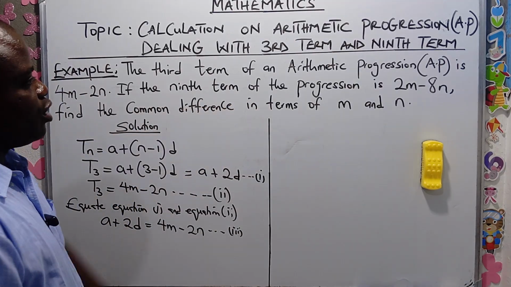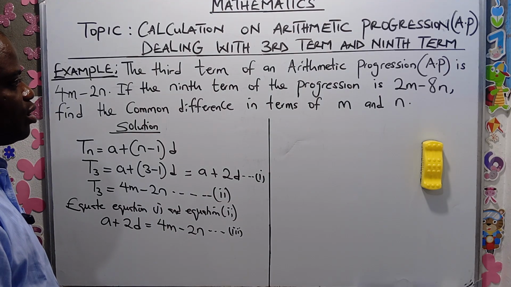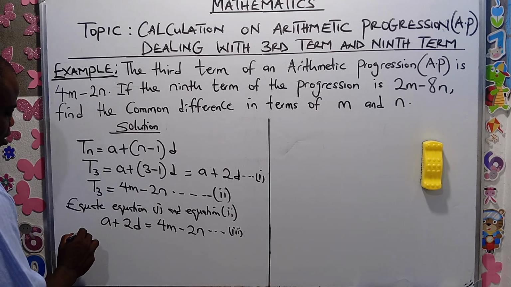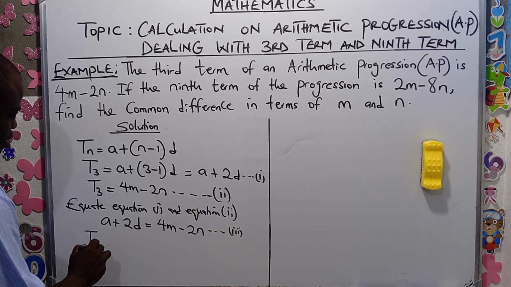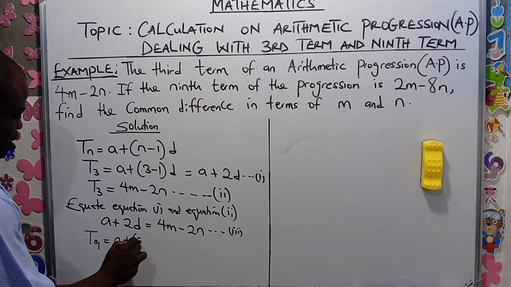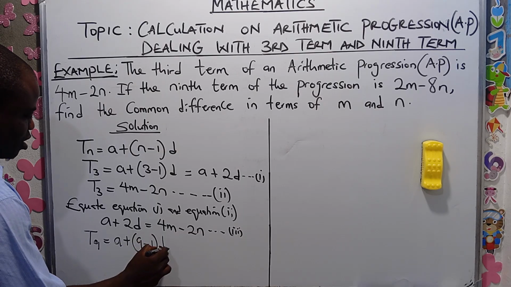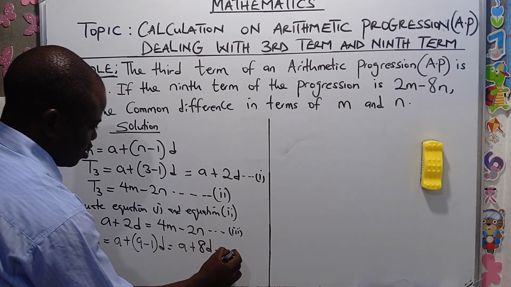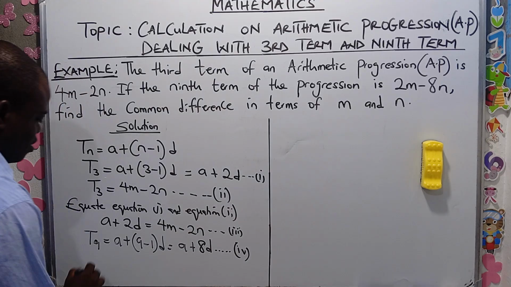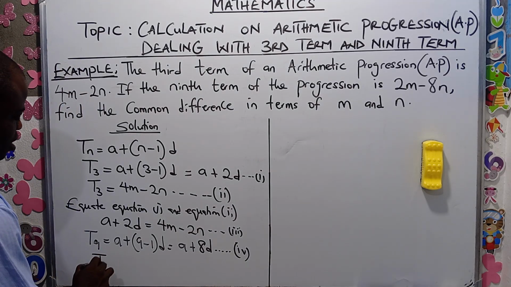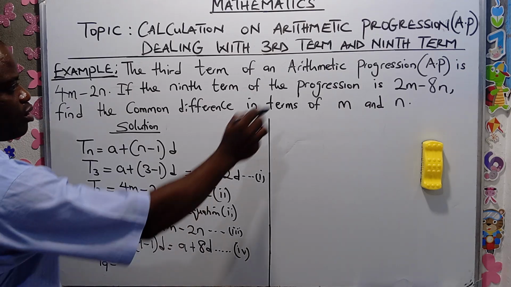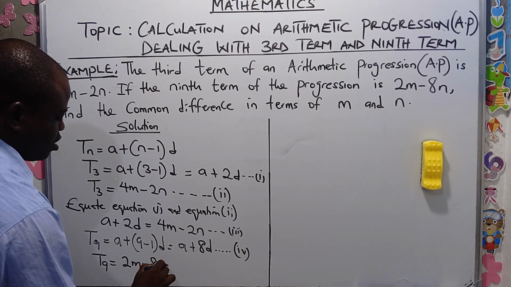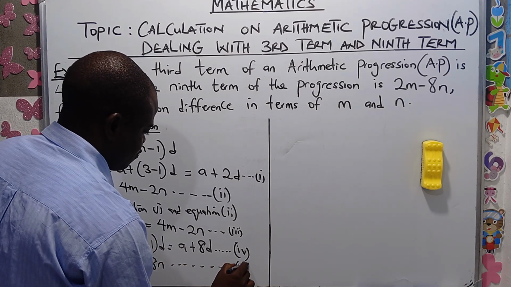If the ninth term of the progression is 2m minus 8n, now let's substitute into the formula likewise. T9 equals a plus 9 minus 1 close the bracket d, equals a plus 8d, that's equation 4. Now let's see what's being equated to. T9 equals 2m minus 8n, that's equation 5.